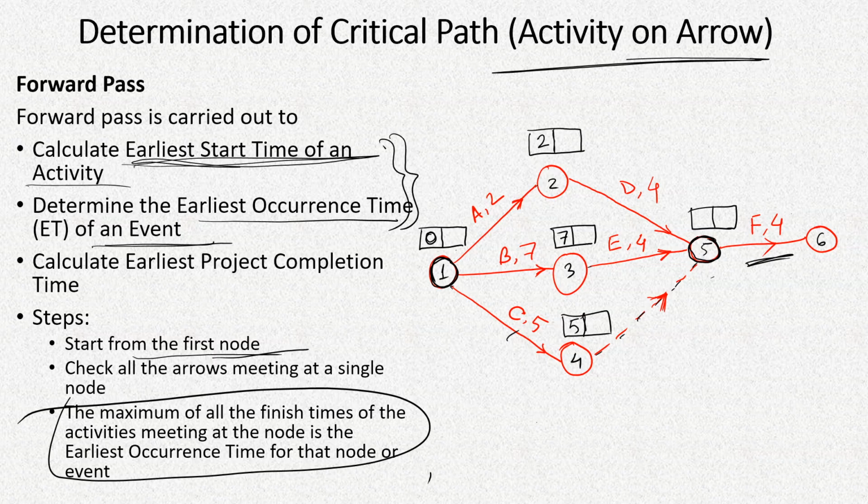So therefore, we'll calculate now. This is 2 plus duration 4, that will be 6 days. Then along this path, 7 plus 4, that is 11 days, and along this path 5 plus 0, because this dummy activity is only an imaginary activity and its duration is 0, therefore 5 plus 0 is 5. So we have 3 total durations, and out of which the maximum must be entered here as the earliest occurrence time.